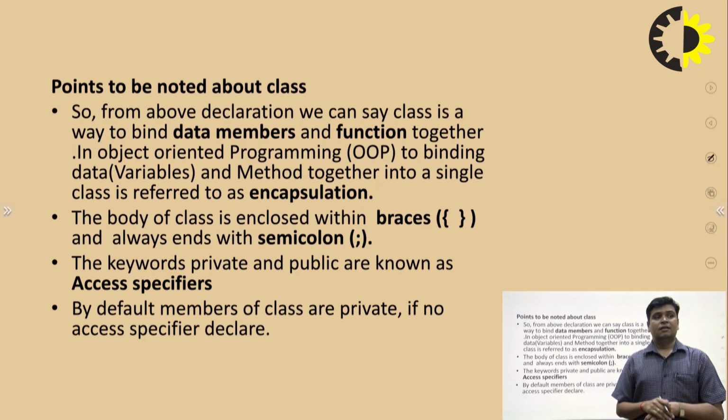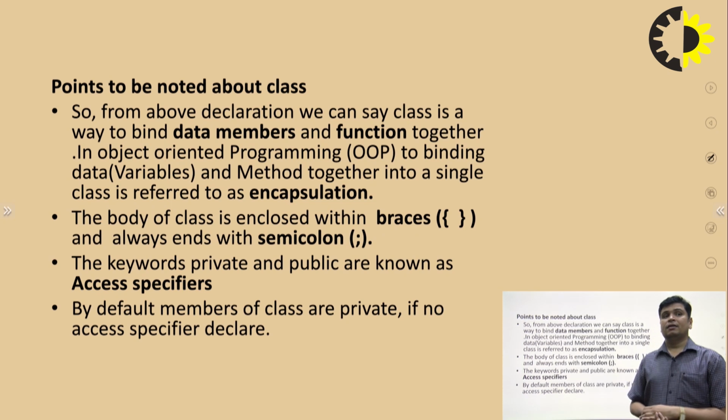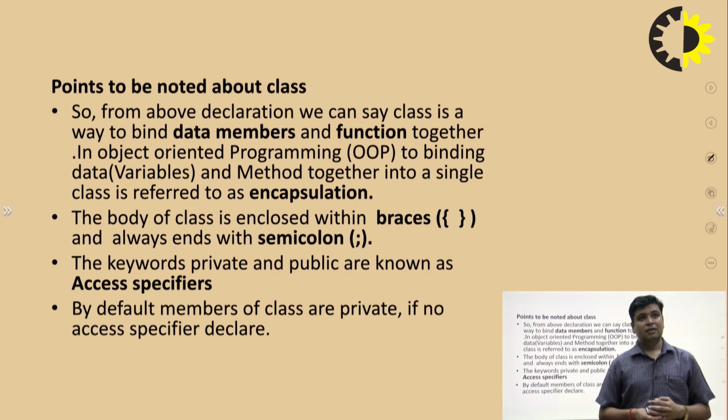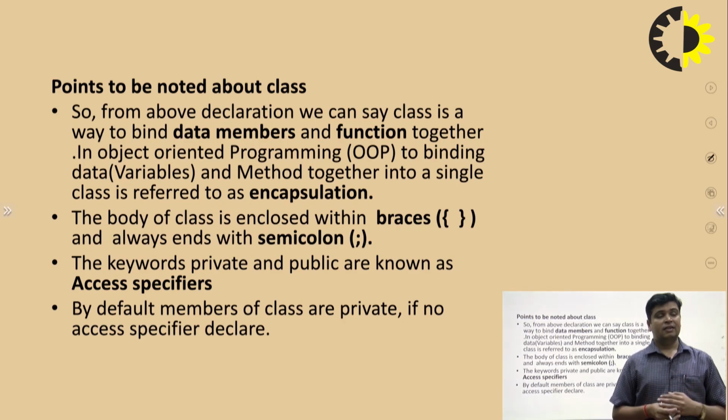Third thing, the keywords public, private and protected are also called access specifiers, but in Java these are called access modifiers. And if we talk about the members of a class in C++, by default the members of a class are private, but in Java the default is package default access. You should be aware of these important points regarding the class in C++.